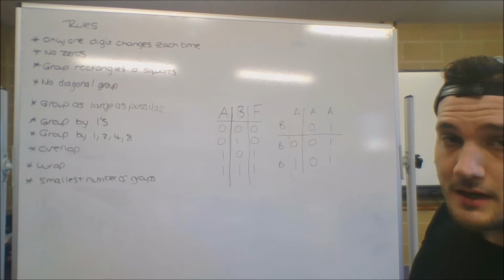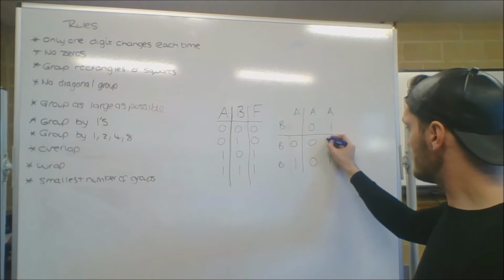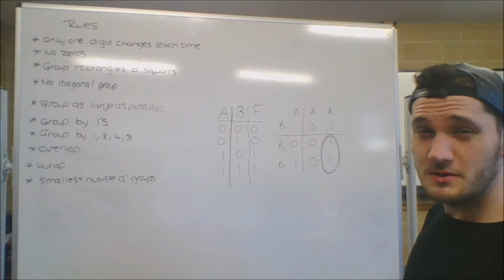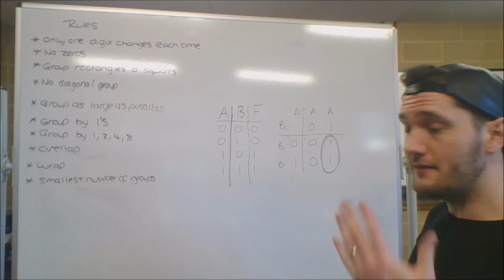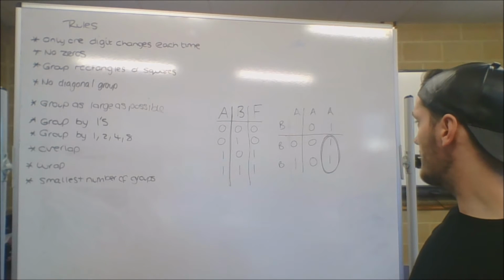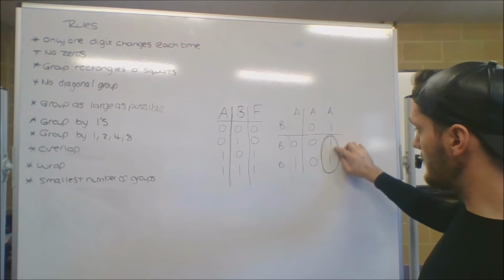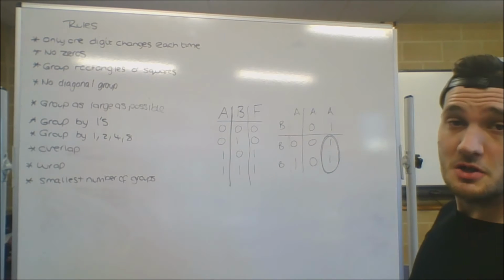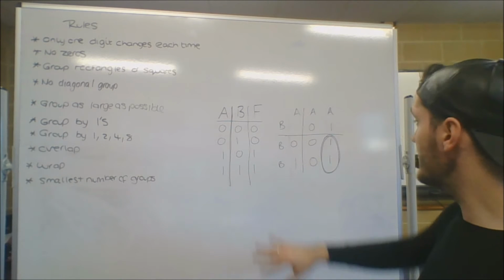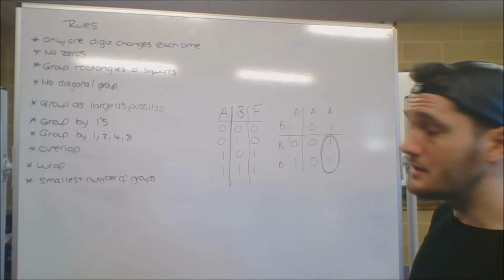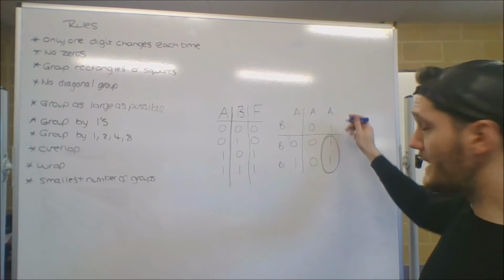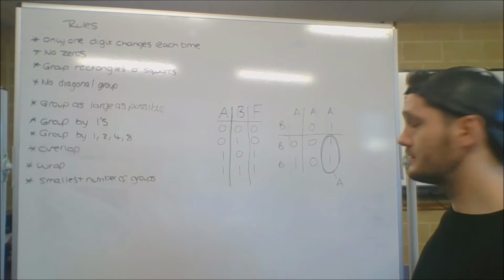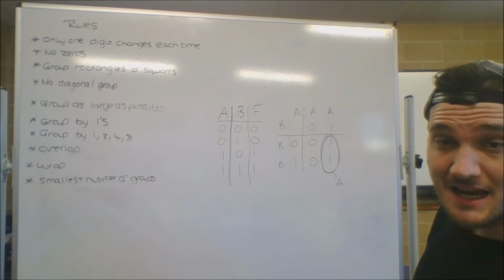Now what we have over here now is a group. So this is our group. Now, what you do is you spot what they have in common. With A, both of them are in common, but if we look at B, they're different. So B has no impact on the outcome of this Kmap. So this pattern here, therefore, is A.